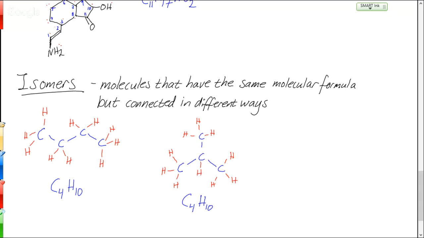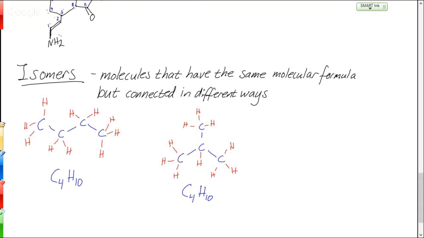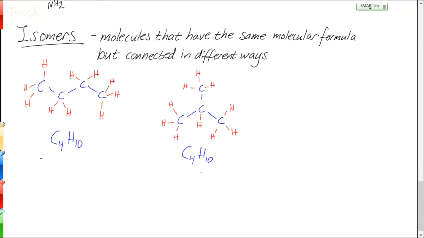If we were to draw those as line structures, the one on the left would be this, and the one on the right would be this. So those are the only possibilities for butane. Those are the two isomers of butane.